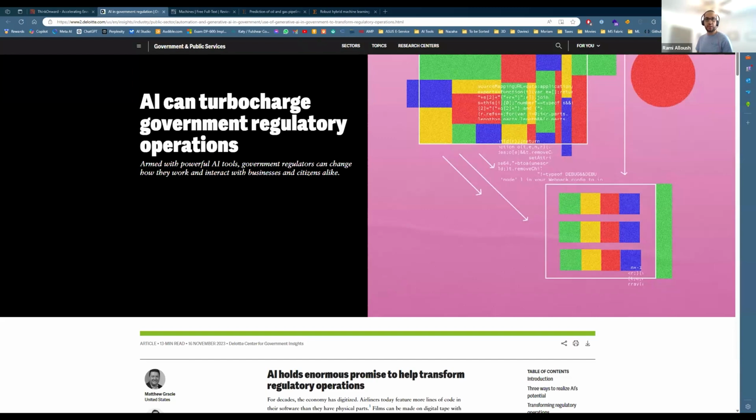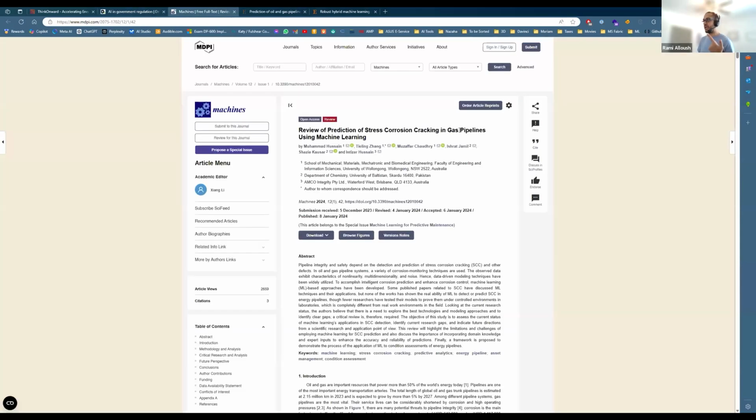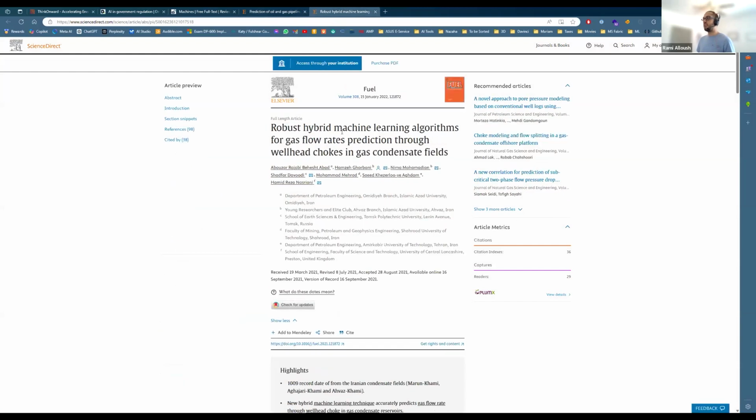I have three. I will share the articles with you, the links with each one that I open. So these are the three points that you asked about. One was about the government and regulatory matters, how AI is affecting that, about the regulations. And then we have the second one about the pipelines. We have this question. And then the third one, we will talk about gas flow rate prediction using the choke line or the chokes in the wellhead. This was also one of the questions that was asked, for example.